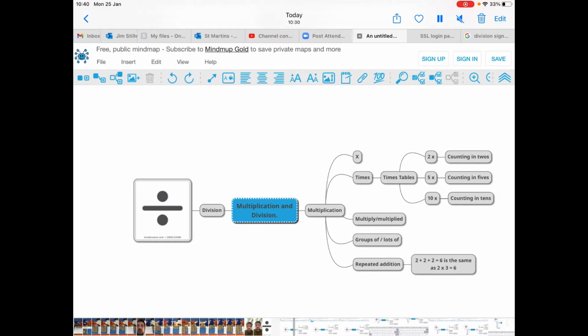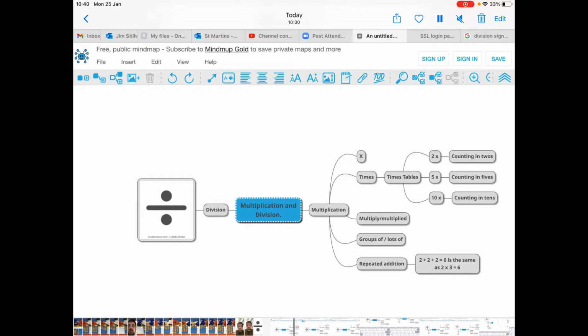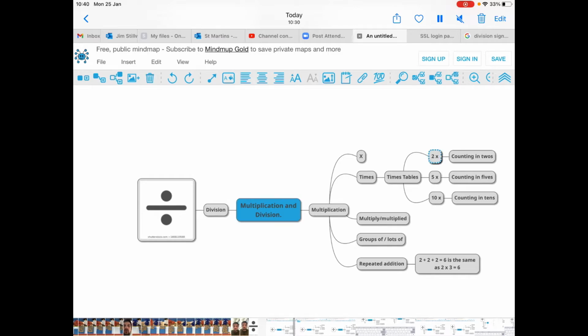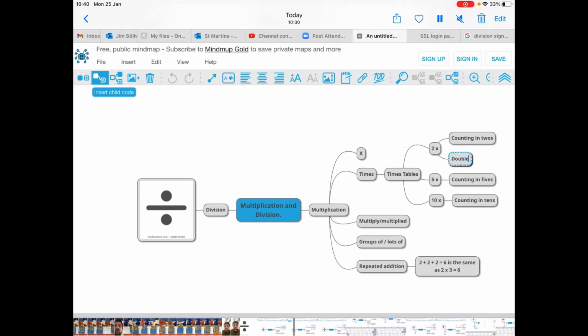Hey everyone, first thing we're going to do today is add to our multiplication and division mind map. And the division sign I've put a picture of in here because I can't write it. It's the line with the two dots above and below it.